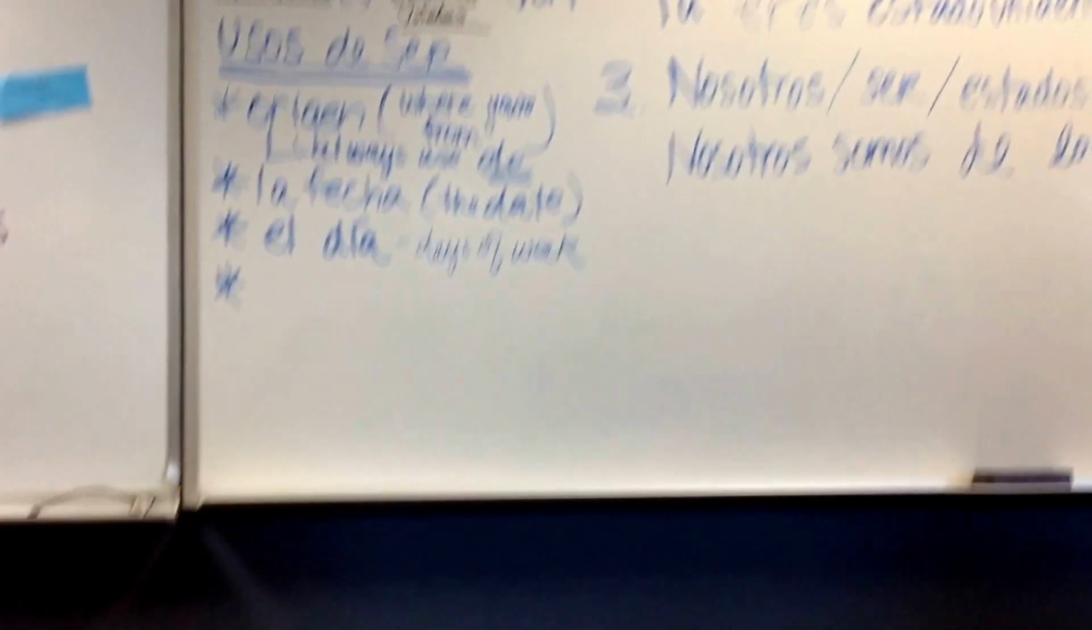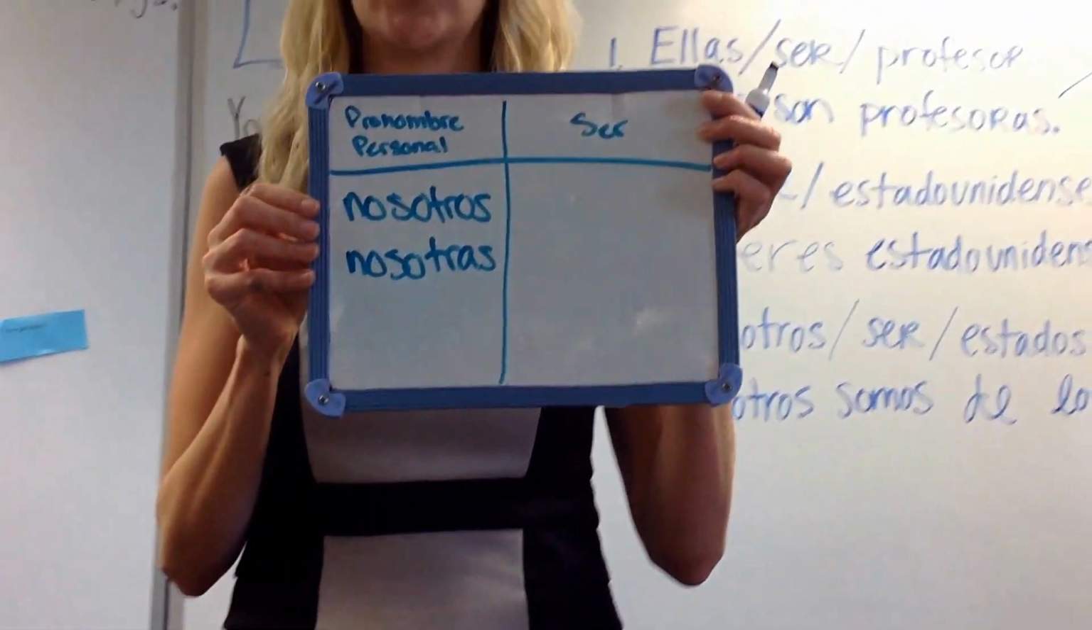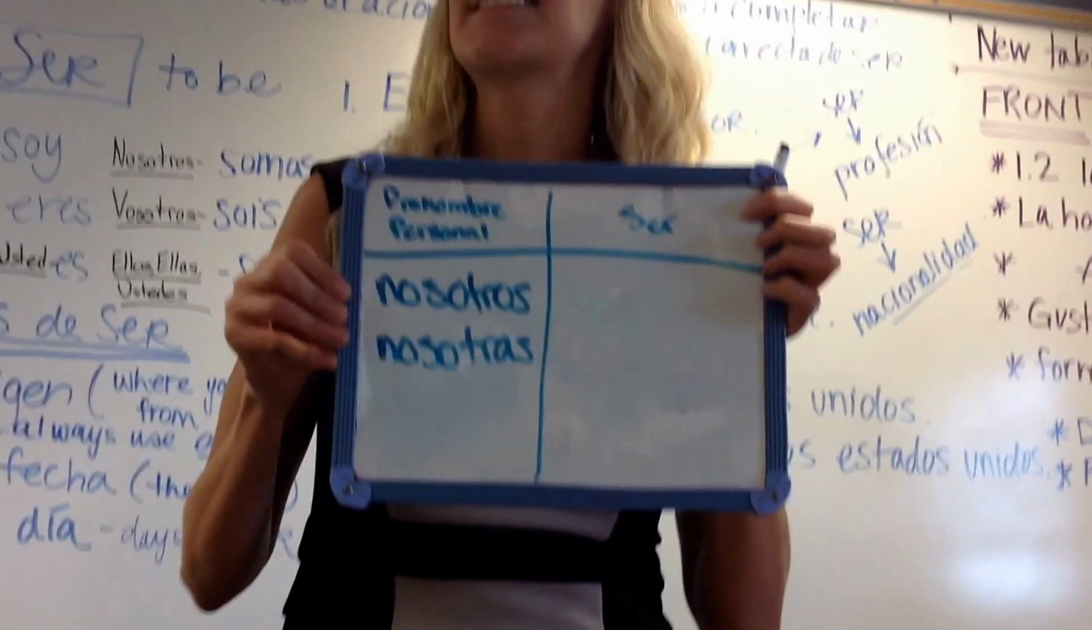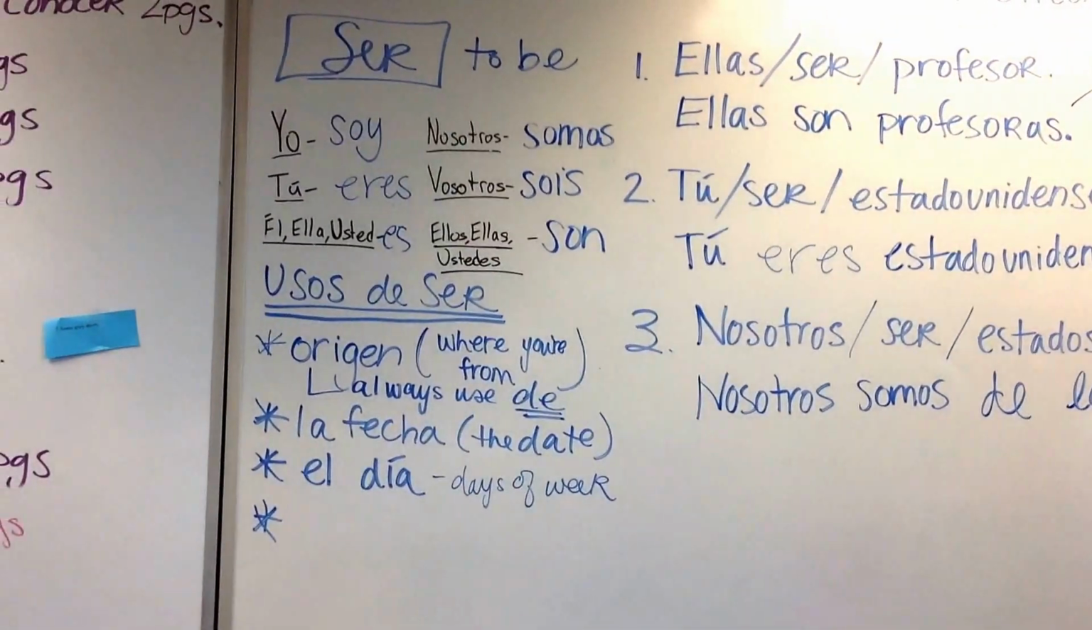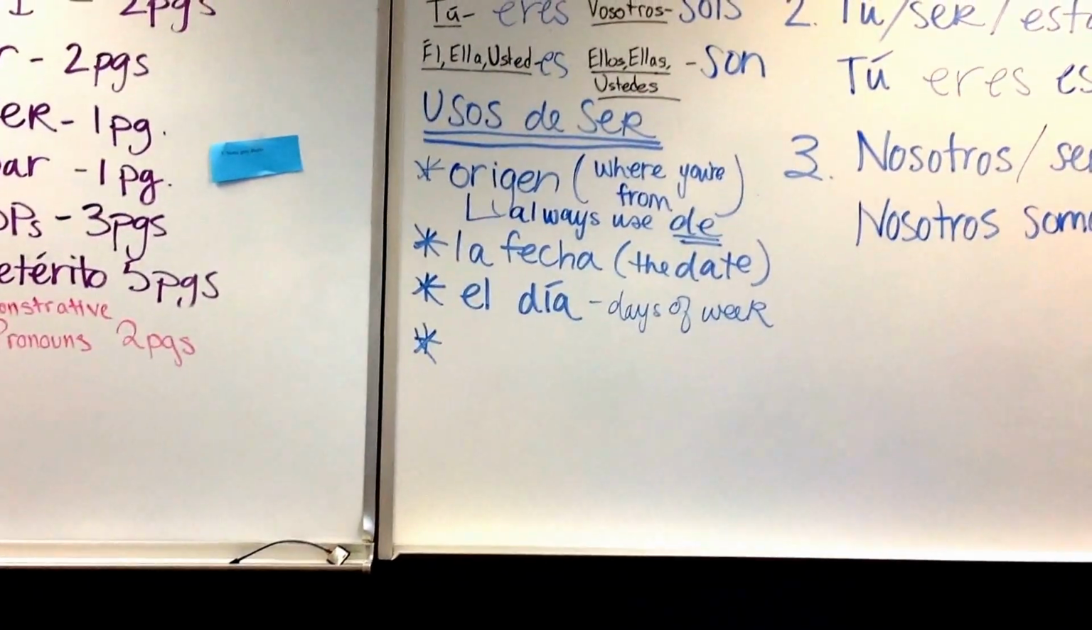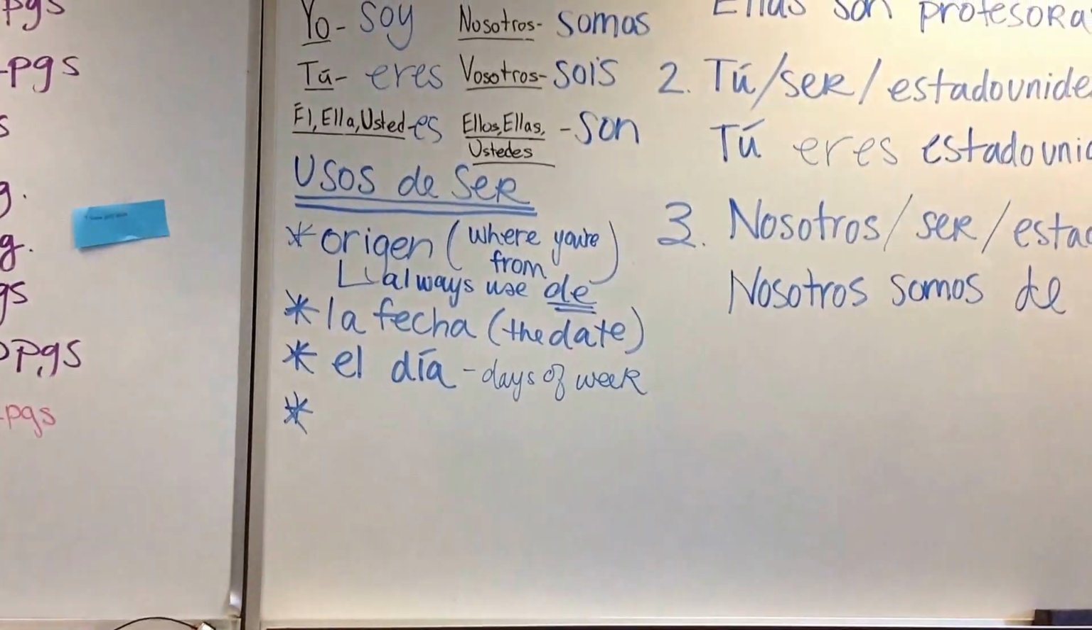Two different ways to say we. You should have nosotros, repite, nosotros, and nosotras. Now let me see I am. You can only write down one word for I am.